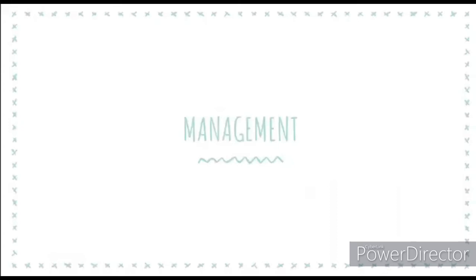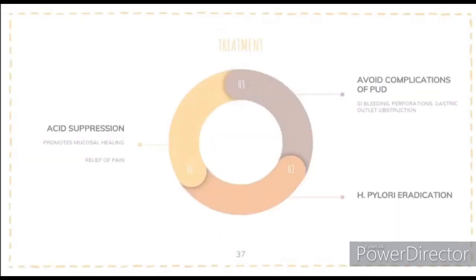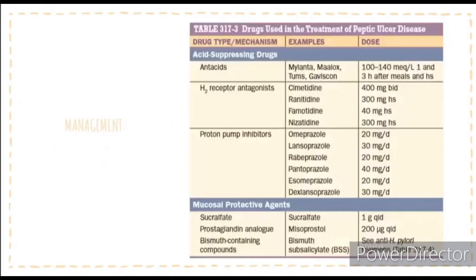For the management, before the discovery of H. pylori, the therapy of PUD was centered on the old dictum by Schwartz of no acid, no ulcer. The mainstay of treatment for patients with peptic ulcer disease is acid suppression, which promotes mucosal healing and relief of pain, H. pylori eradication, and avoids complications of PUD. This is just a table showing you the drugs commonly used in the treatment of peptic ulcer disease.